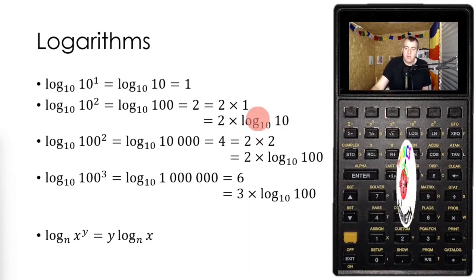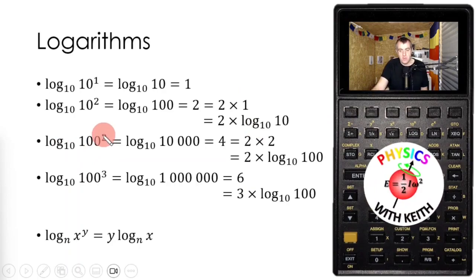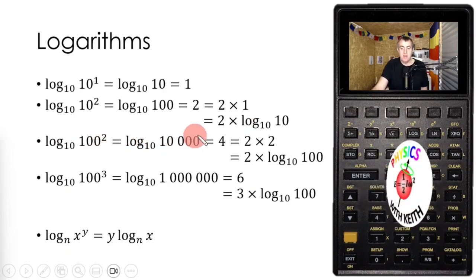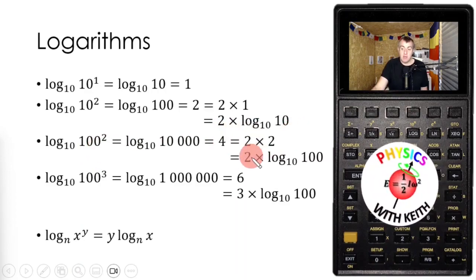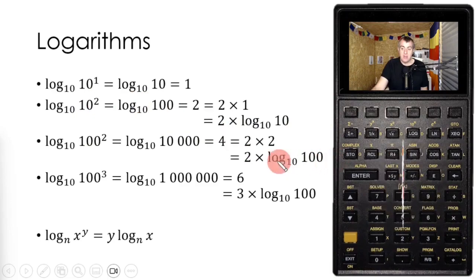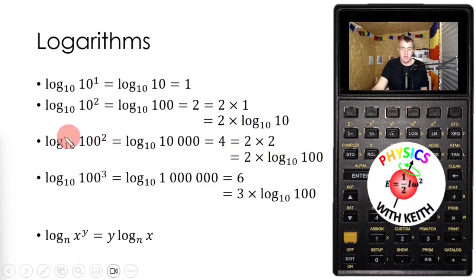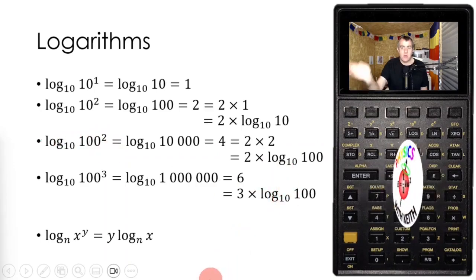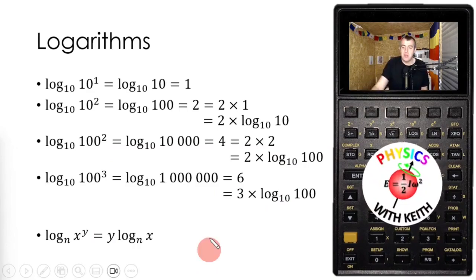Does it work for anything else? Well, let's try it with 100. Log with the base 10 of 100 to the power of 2, that's that number there, which is 4, which is just 2 times 2, which is 2 times, well, the log with the base 10 of 100 was this. So that's interesting. It's almost like we've taken that number 2 and moved it down to the start. Let's do one with a different logarithm. Let's do one with a logarithm 3.